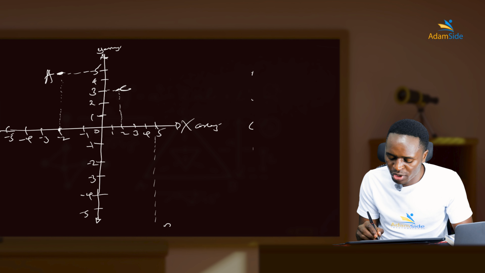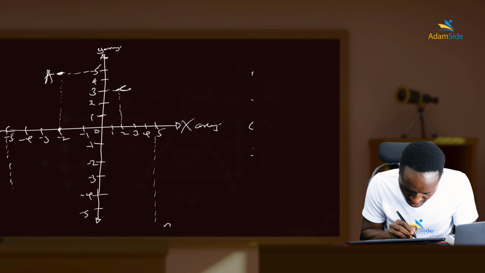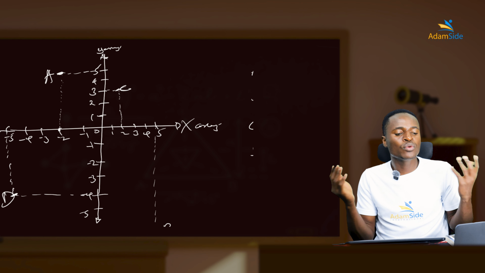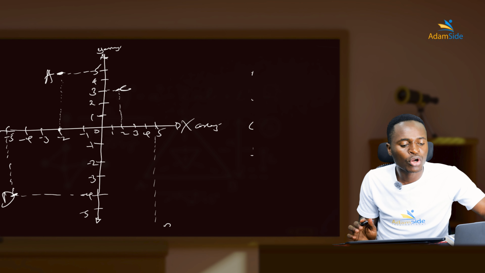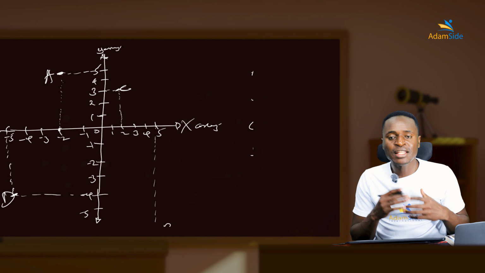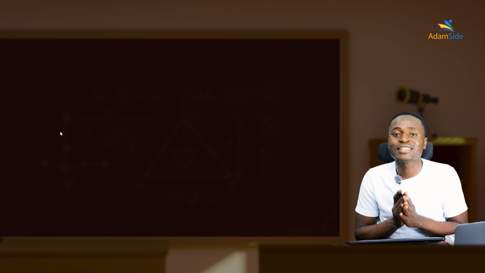And maybe let's say point D is at (-5, -4): x is -5, y is -4. They meet here. So this is position D. That's how you plot and show the coordinates of points. The next thing that we're going to learn in this unit, apart from plotting, is the gradient of a line.